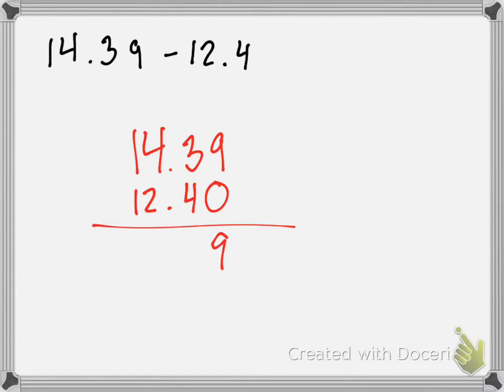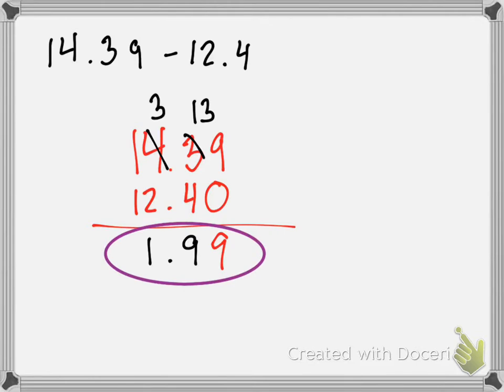You have to cross off the 3 and make it 13, and then you cross off the 4 and make it 3. Excellent. What is 13 minus 4? 9. Perfect. I'm going to drop that decimal down. Ignore my multicolor. 3 minus 2? And then 1 minus 1? 0. Perfect. So I simply get 1.99. 1 and 99 hundredths.